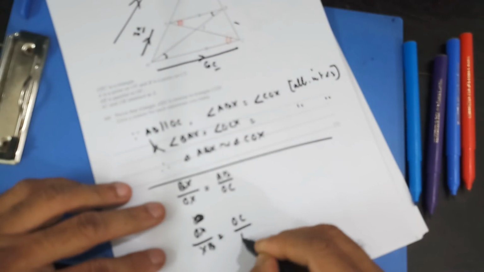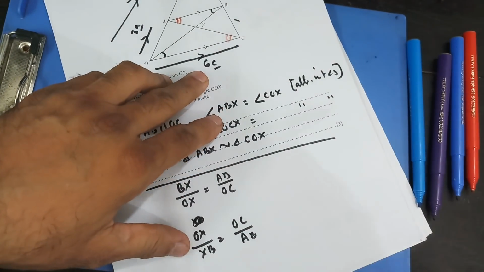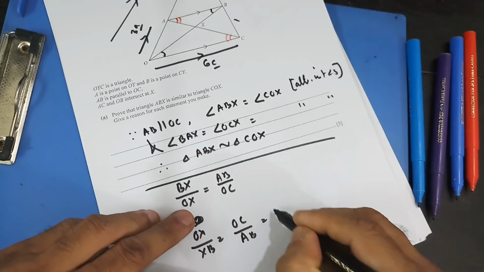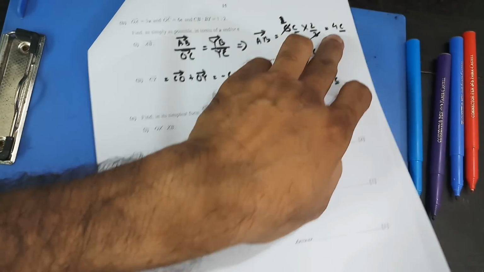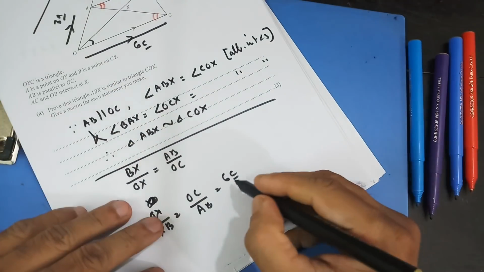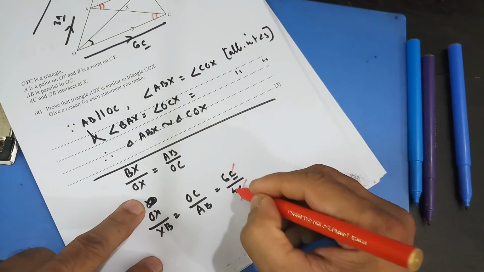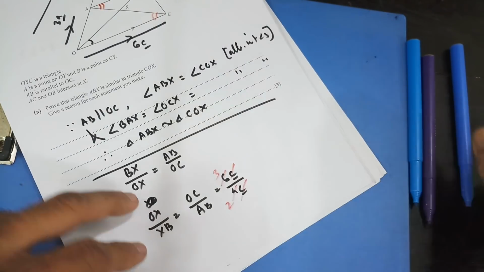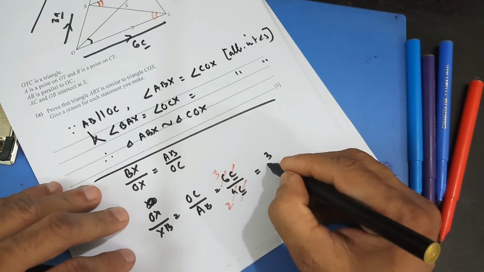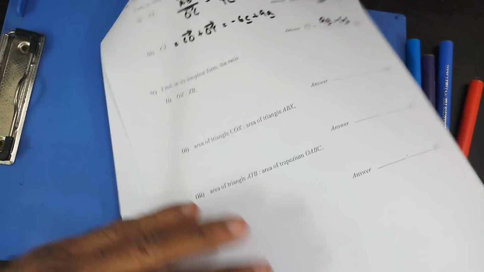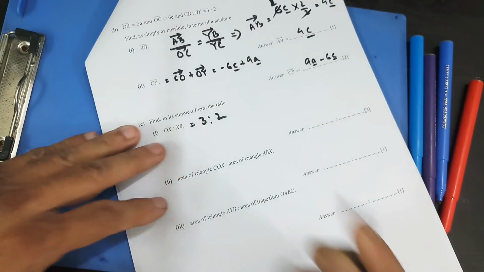So OC by AB. Okay, what is OC? OC is 6C. And AB we got is 4C. Now this C cancels out, and that's gonna be 2, that's gonna be 3. So it's gonna be 3 over 2. Okay, so this can be written as 3 is to 2.